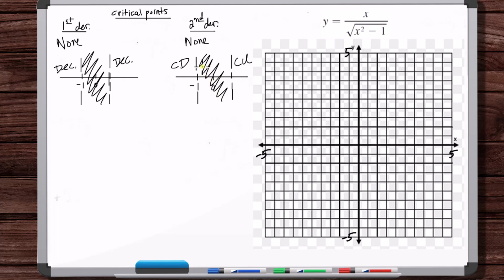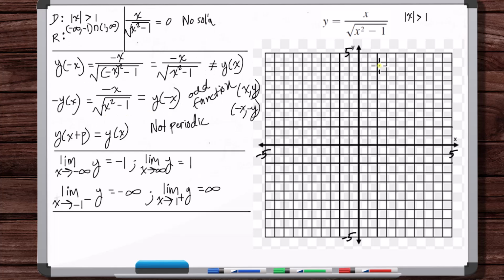No. There's no inflection point here. We just have two separate portions of a domain, and there happens to be different concavities. That's it. So there's no critical points with respect to the first, second derivative. There's no local maxes or mins, and there's no inflection points. Okay, so now let's sketch the curve.